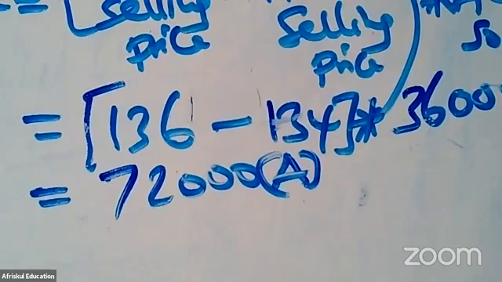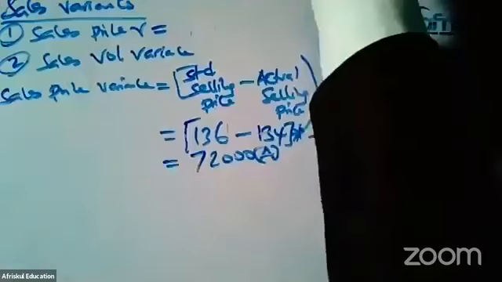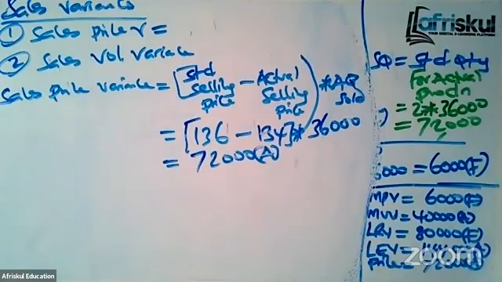Remember, the exceptional variances, those which have to be interpreted in the opposite way, are 3. Number 1, the fixed overhead volume variance. Number 2, the fixed overhead capacity variance. Number 3, all sales variances. I'm repeating again, and please write them down.